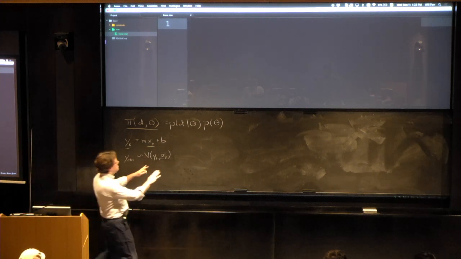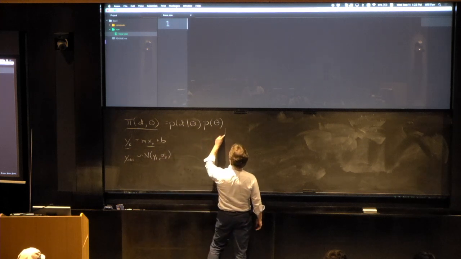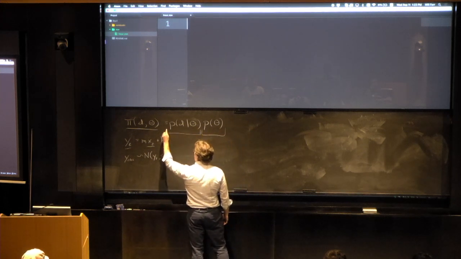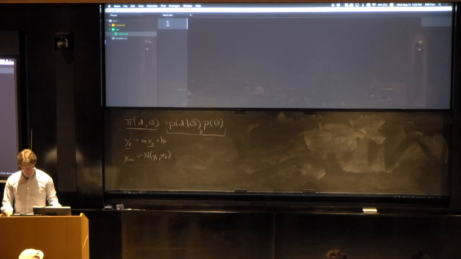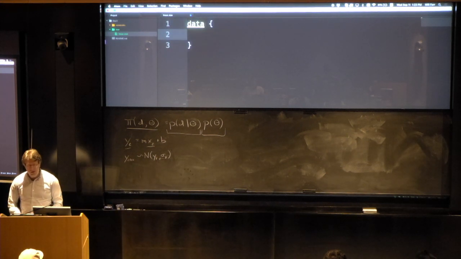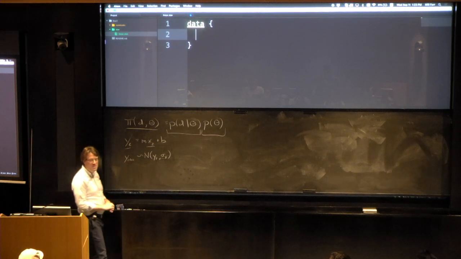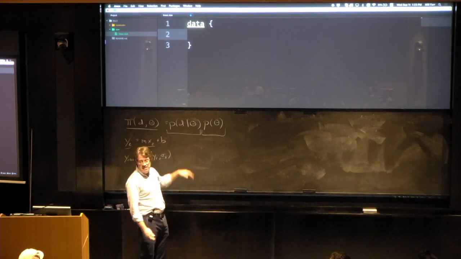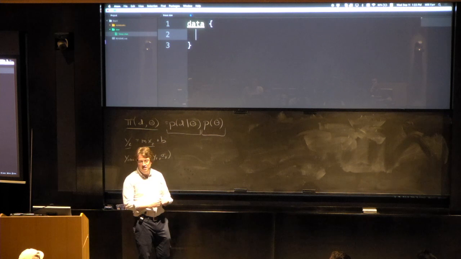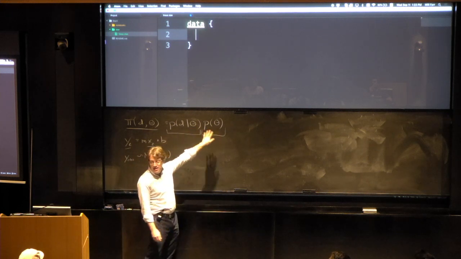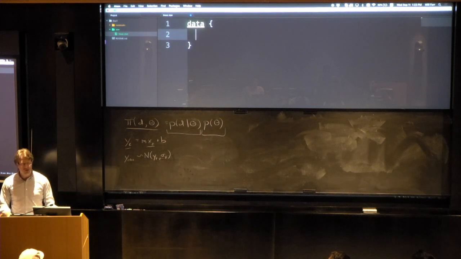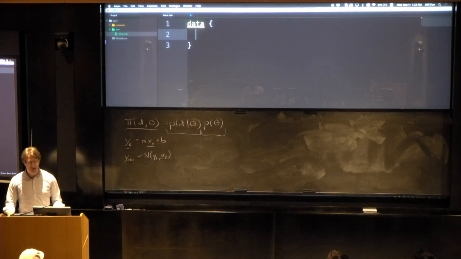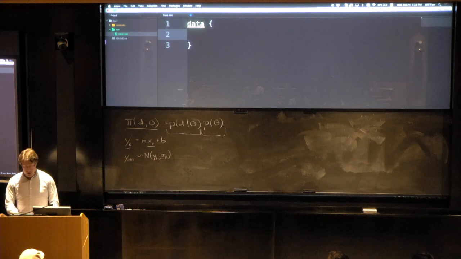And Stan very much behaves in this sort of before-after setup. The first thing you need to tell Stan is, what do your data look like? Because it's going to imagine you're going to feed it some data from your experiment, and then it's going to sample over these thetas conditional on the data. Okay, that's the posterior distribution that you may have learned about Monday or Tuesday. So what do our data look like?